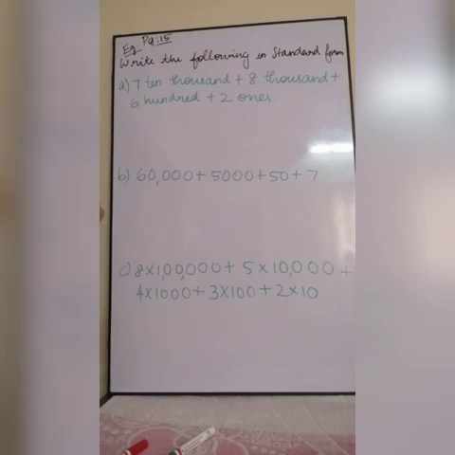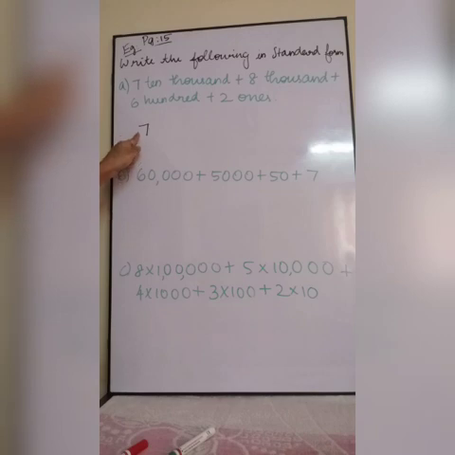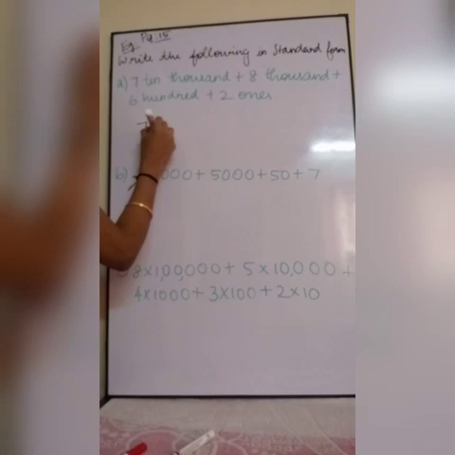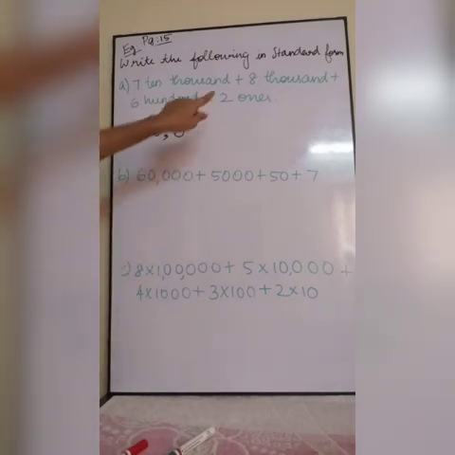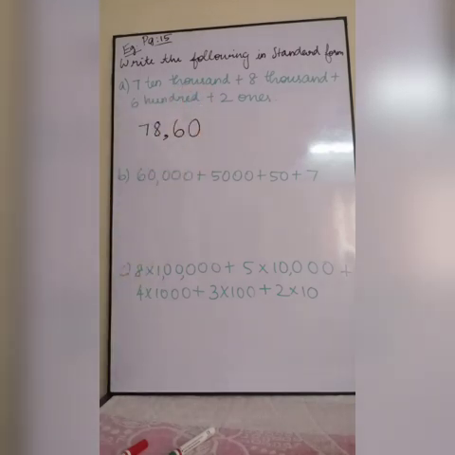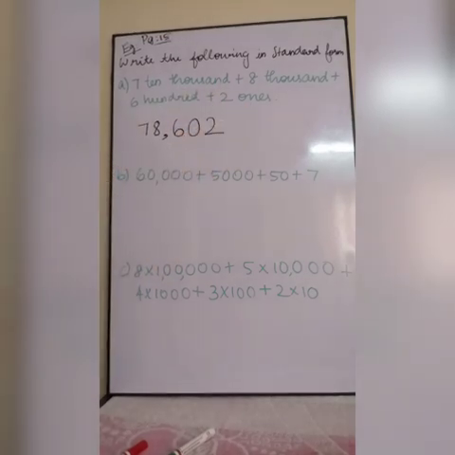Now, first, what is the place value given? 10,000. So it is in the 10,000 place, so I am writing just the 7. After 10,000, what should be there? 1,000. Is 1,000 there? Yes, so the value is 8. After that, 100. Is 100 there? Yes, so you can write the 6. Next, after hundreds, tens. Are tens there? No, so you put 0. After tens, ones. Ones is there, so the value is 2. Understood how I have written the standard form?